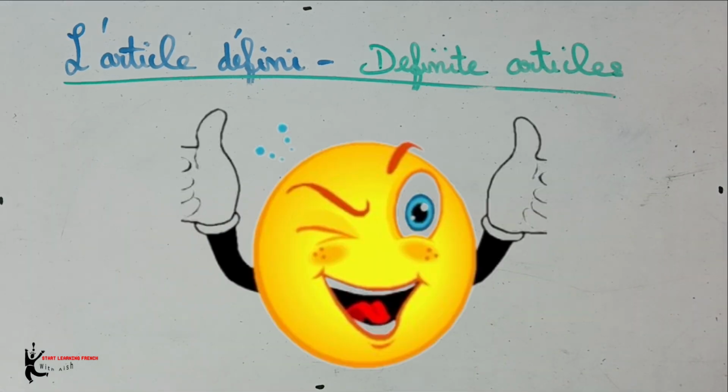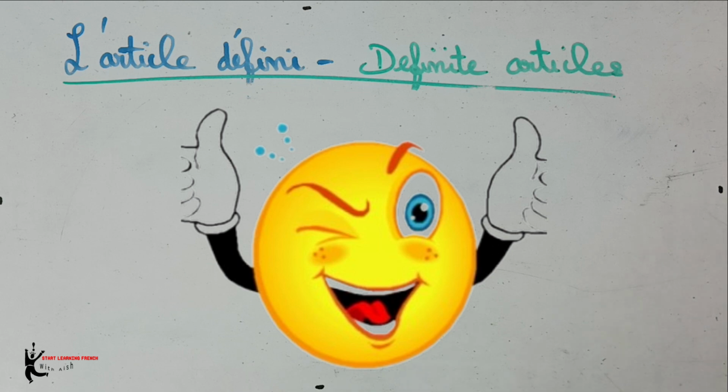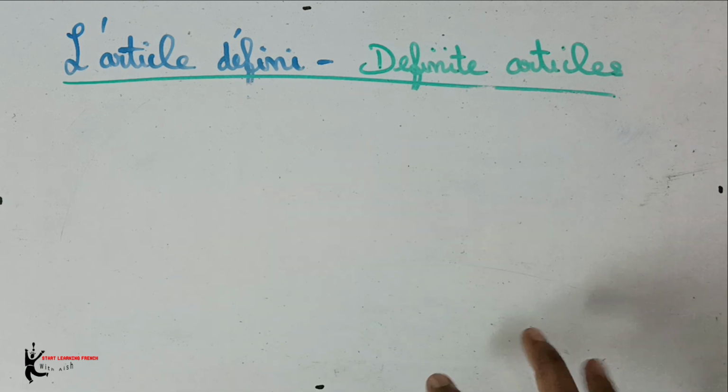Okay friends, it's clear what is an article definite, how it is classified into four forms, where to use the four forms: for masculine singular, for feminine singular, for vowel and for plural. Okay, now after the class I told you, I'm going to give you a small task related to the lesson what I taught in the class.